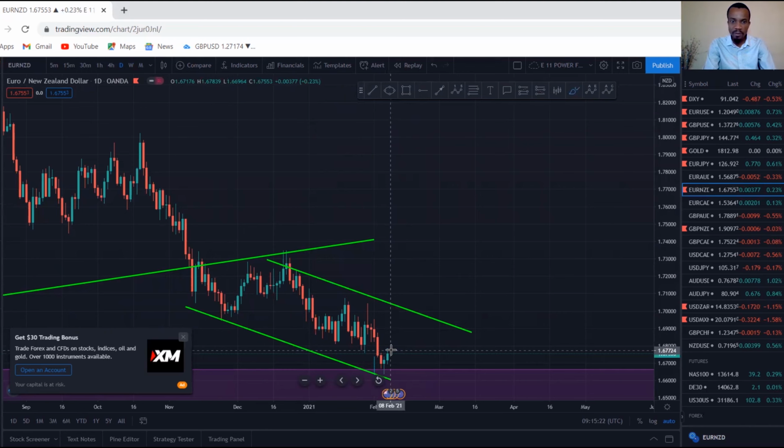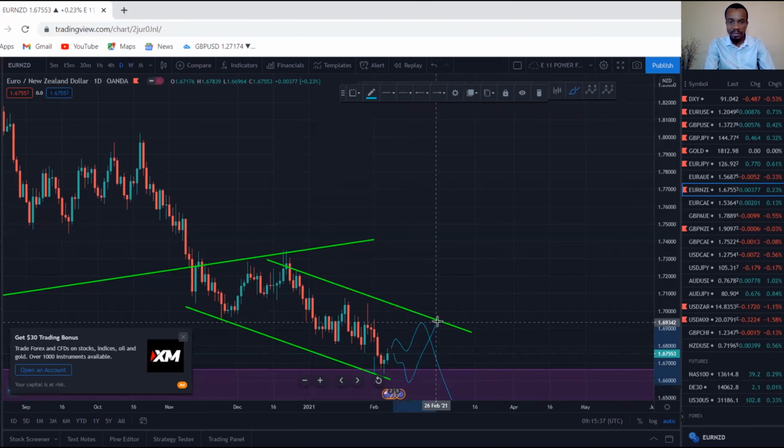So price might push a little bit, continuing like that, come and test this level, then push to the downside. Or if price doesn't do that, then price might come test this level again, then go back there and then push to the downside.